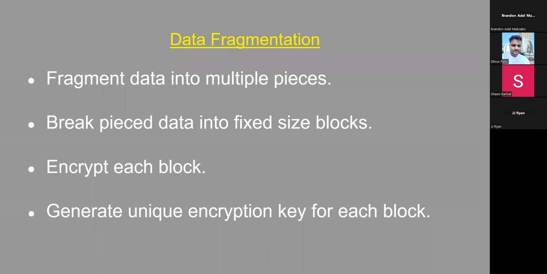The first step in the data partitioning scheme is to fragment the data into multiple pieces. It is broken up into fixed-size blocks, and each block is encrypted using a symmetric encryption algorithm. The system then generates a unique encryption key for each block, which is used to protect the block.